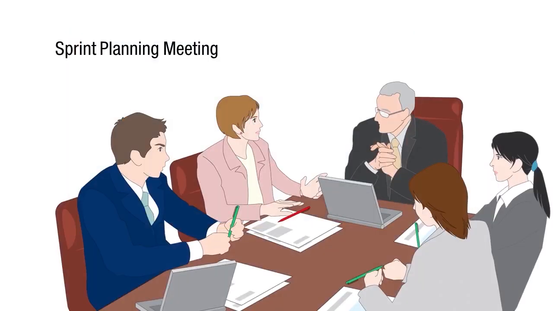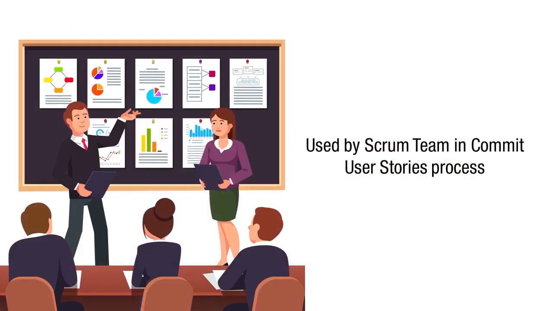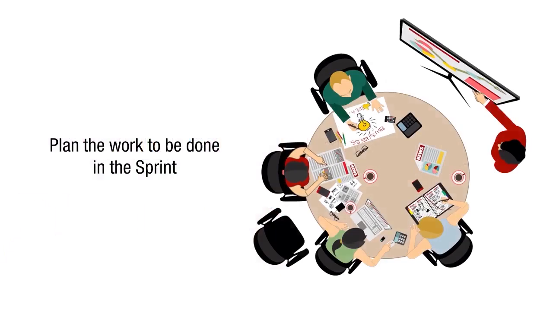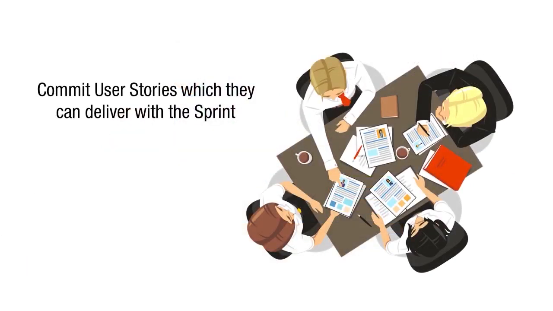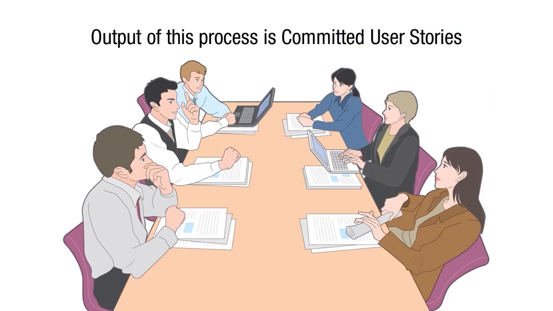The Sprint Planning Meeting is used by the Scrum team in the Commit User Stories process to plan the work to be done in the sprint. The team reviews the estimated user stories in order to commit the user stories which they can deliver within the sprint. The mandatory output of this process is committed user stories.